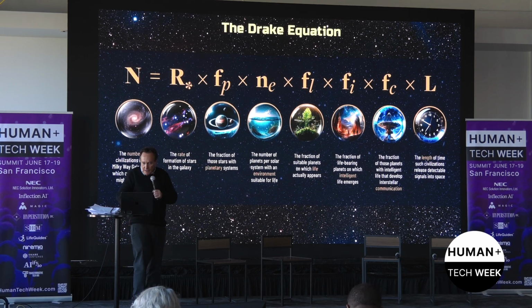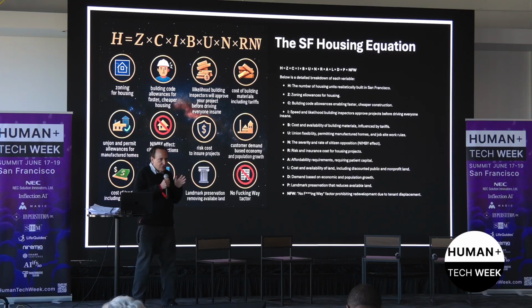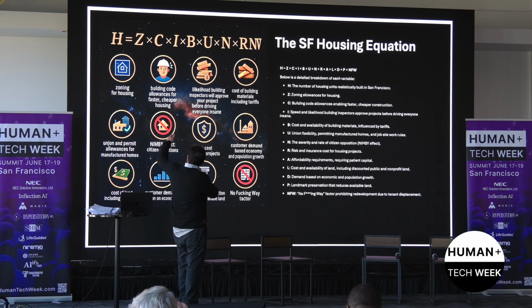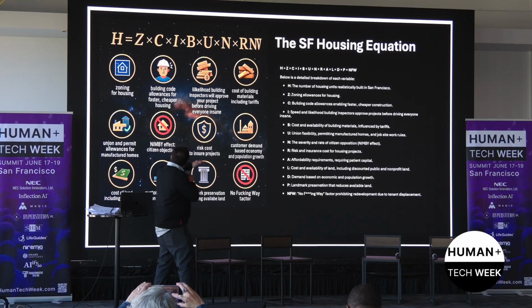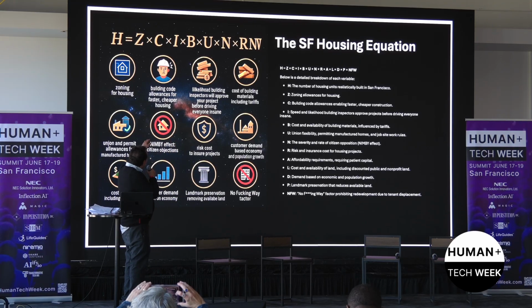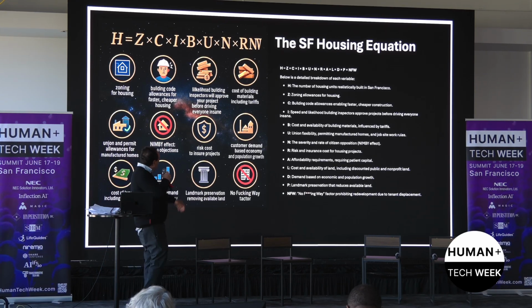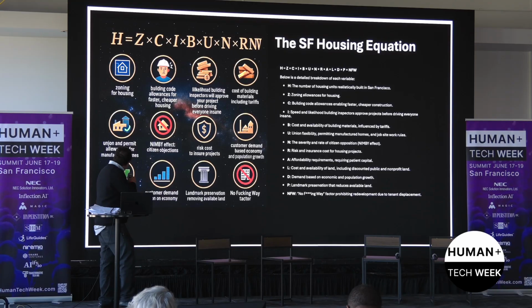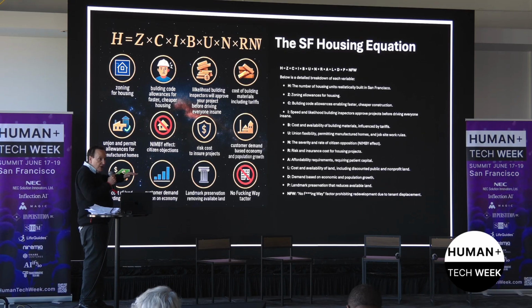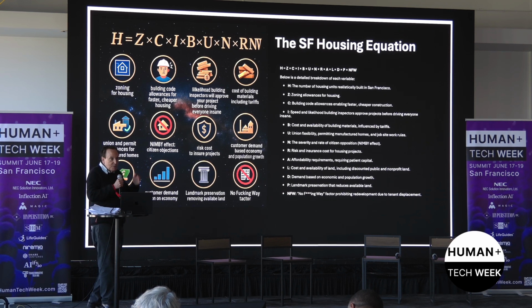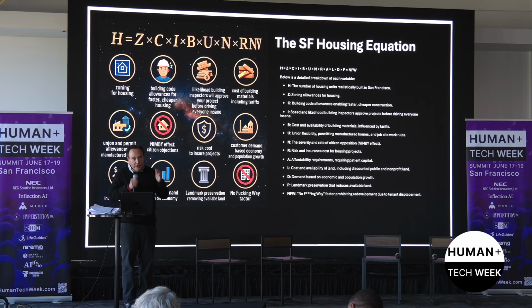And I realize this is exactly what goes on in San Francisco, and it inspires the San Francisco housing equation, in which you take the amount of zoning and then what the building codes allow times the likelihood that the inspector will actually inspect your project before he'll go insane, the cost of materials and inflation and supply chain, unions, the NIMBY effect, the risk cost, customer demand, landmark preservation, all the way through to no way. And what you end up with is less likely to build housing.